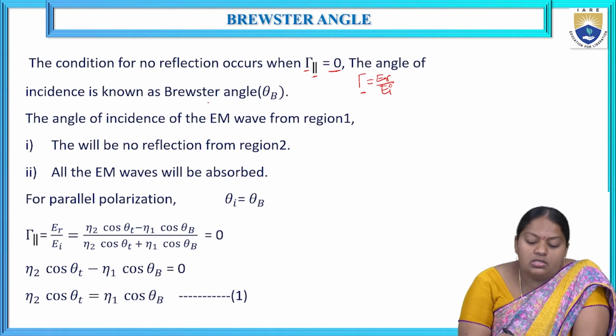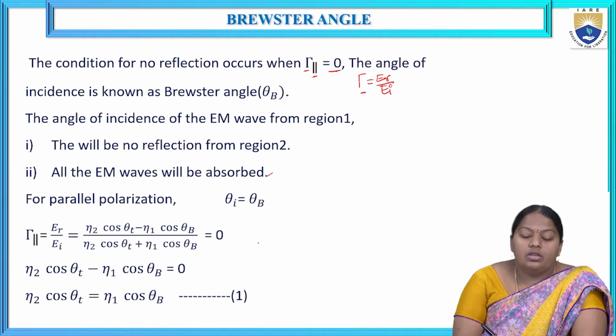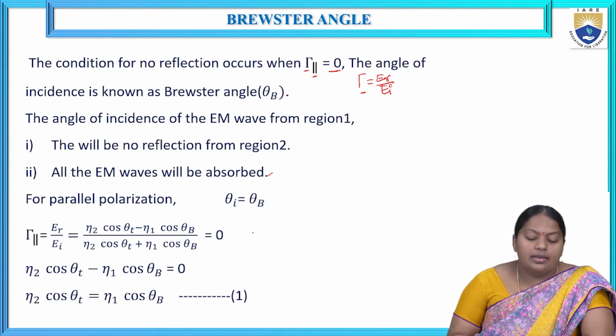The angle of incidence is known as Brewster angle, and it is represented with theta b. It is the angle of incidence of the electromagnetic wave from region 1 at which there will be no reflection from region 2, and all the electromagnetic waves will be transmitted. Right? So with the no reflection case, under parallel polarization, we measure the angle called Brewster angle or polarization angle. Generally, it is represented with theta b.